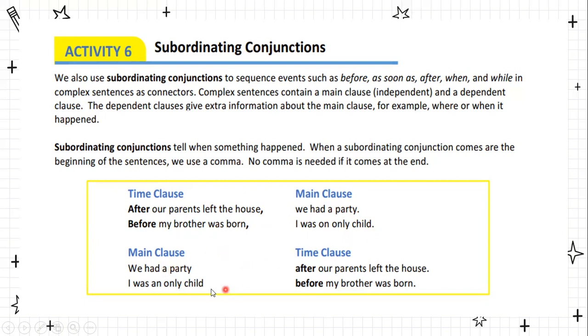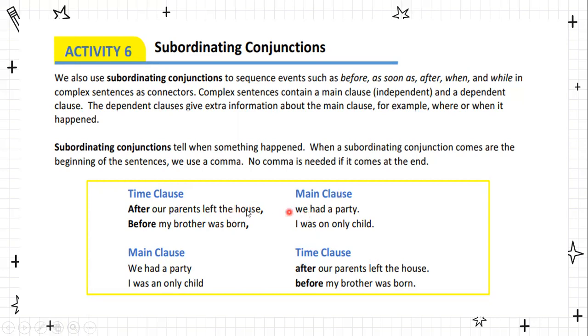Now let's look at another example in which I do not need to put a comma because the subordinating conjunction isn't coming at the beginning of the sentence. It is here in the middle, between these two clauses. We had a party after our parents left the house. So I switched these clauses. When the subordinating conjunction comes in the middle, there's no need to put a comma, but when it comes first, I need to put a comma to separate the two clauses.